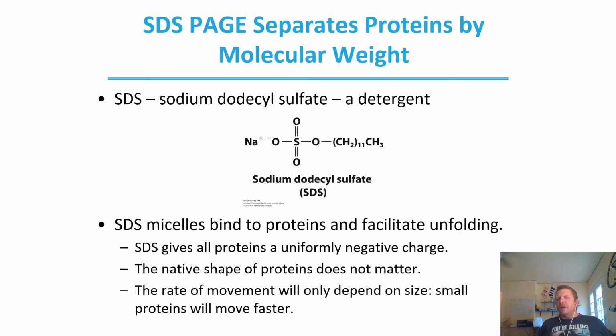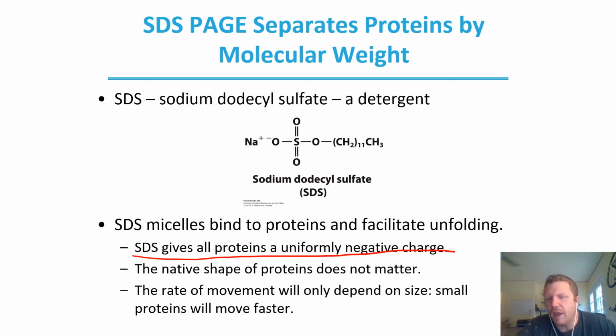It also separates by charge, but the reason that you're able to say it separates by molecular weight is because we use SDS, sodium dodecyl sulfate. This is going to basically line the protein and give the protein a uniform negative charge. SDS gives all proteins a uniformly negative charge. So you're not separating a positively charged protein from a negatively charged protein. Every single protein, regardless of what it looks like and regardless of the composition, because of SDS, you are giving negative charges across the board.